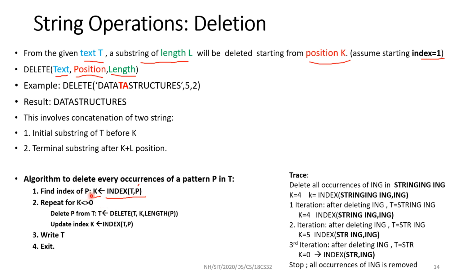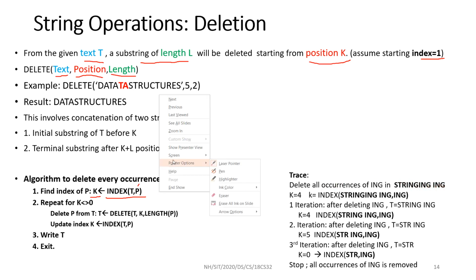At k value. K is the position. Again you do it, repeatedly, till you get k value 0. At the end, display the answer. We'll trace that. Suppose "string ing" is my input. String is my string. I have to delete all occurrences of ing.